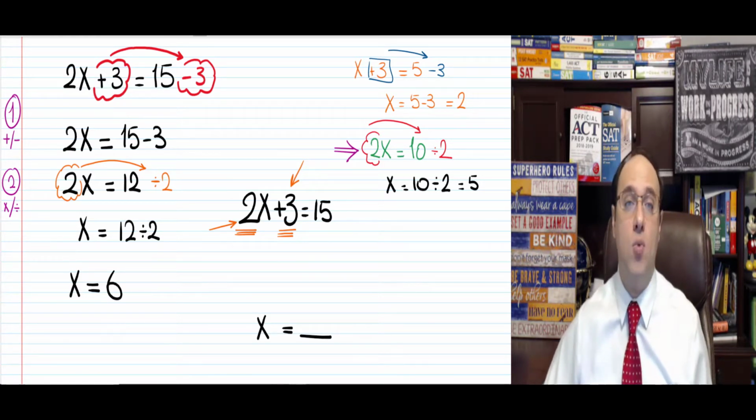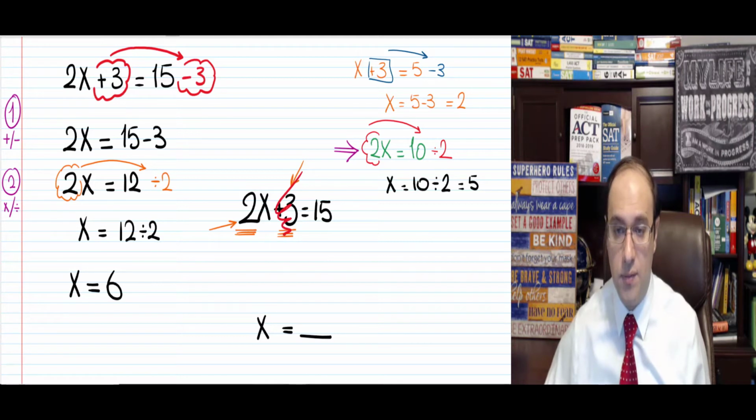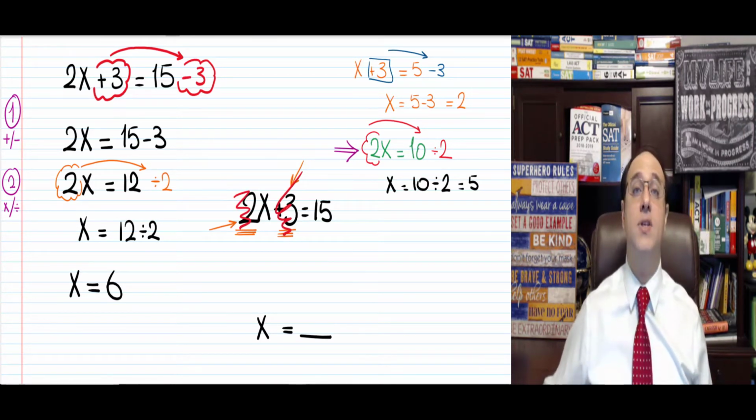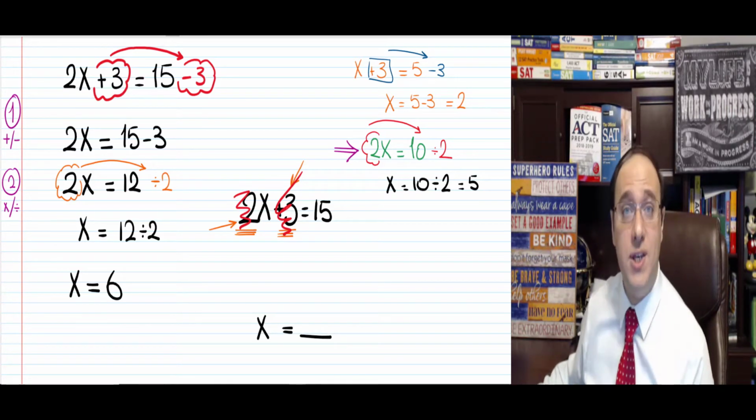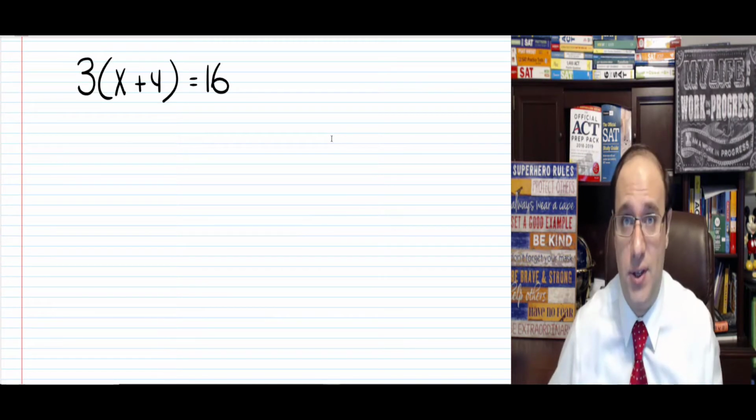First step, I got rid of the plus 3. Second step, I got rid of the times 2. I did this in 2 steps and got the final answer for x. Easy? How do we answer a question like this?